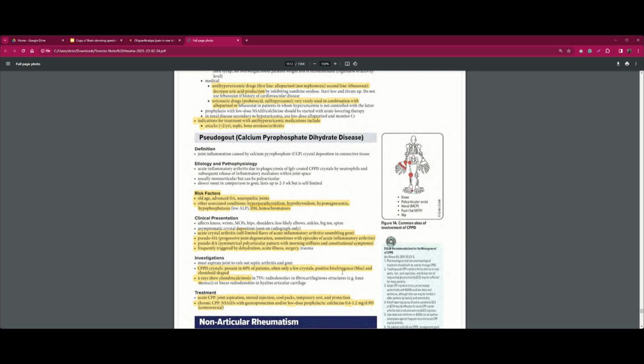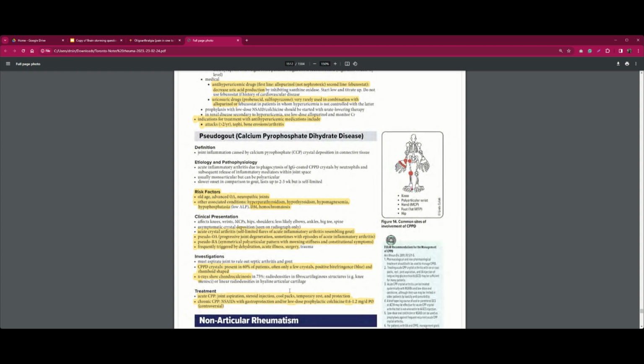Then when you've diagnosed it, then go for the treatment. So in an acute condition, you can do joint aspiration to relieve the patient. You can do a steroid injection, cool packs, and temporary rest and protection. So that's very important, that we are doing a steroid injection because it's an acute condition, as I've told you. And also in chronic cases, when the acuteness is gone, then you can put them on NSAIDs with some gastroprotection. Also, you can give them low-dose prophylactic colchicine, but NSAID is the go-to drug in that case.